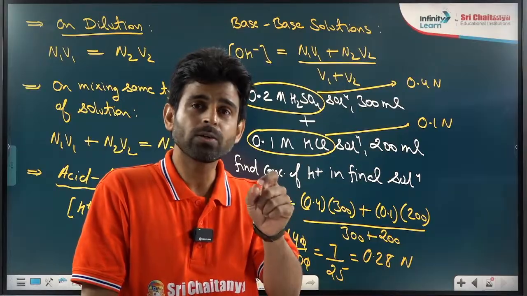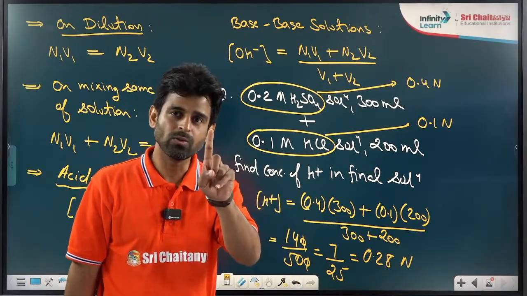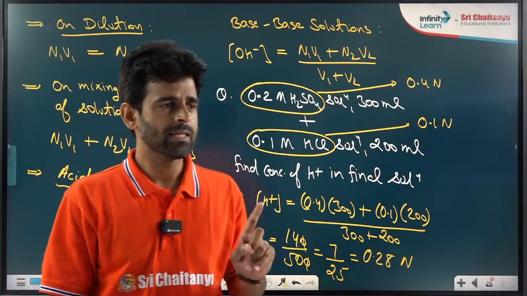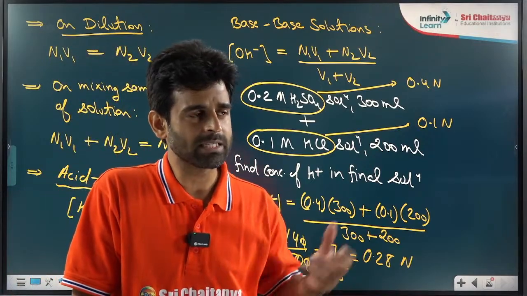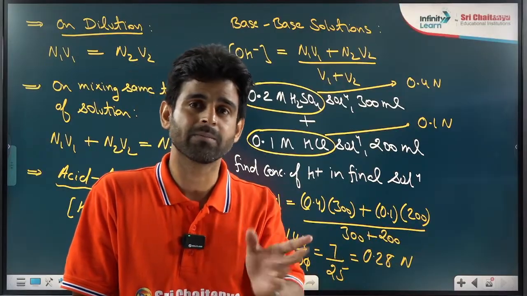Or you can say 0.28 molar also, because H positive has an n factor of 1 only. Tomorrow I will take some more examples of this type of question: acid-acid mixing, base-base mixing and acid-base mixing.